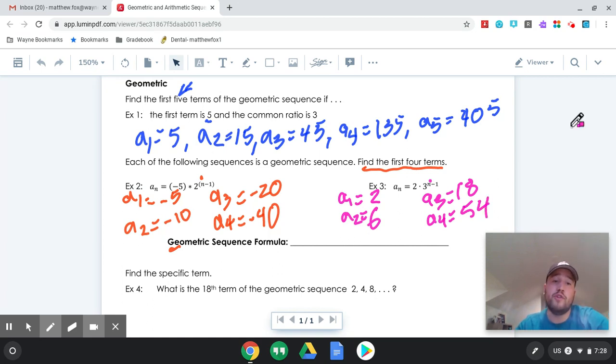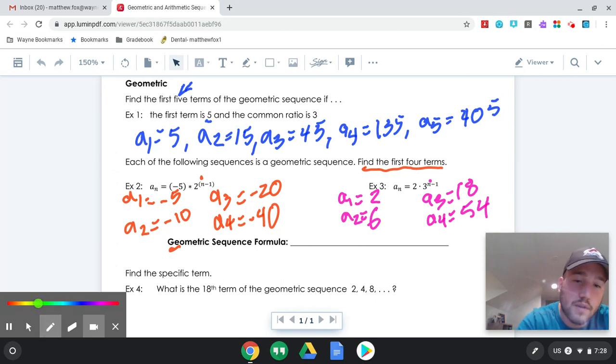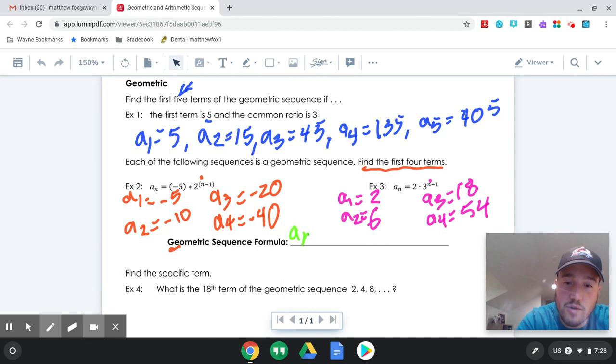Now, hopefully you can start to see, here are our formulas, okay? And we know our geometric sequence will always start with a sub n. And then whatever a sub 1 is, that is always that term right there. In our example 2, it was -5. In example 3, it was 2. Both of those are a sub 1. So we can put a sub 1 right here. So anytime we know what the first term is, we can start to write this formula.